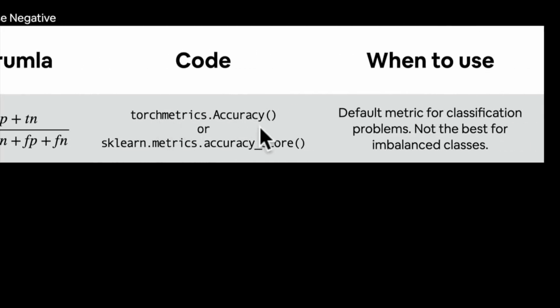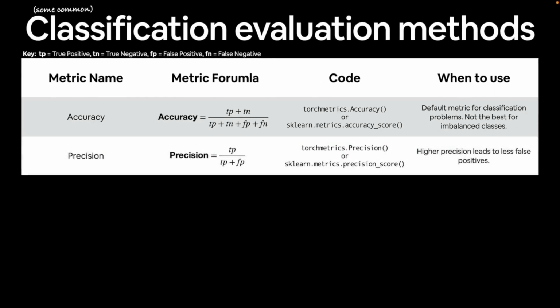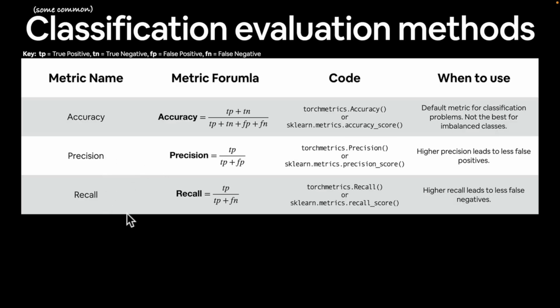And so the code, we could use torchmetrics. But when should you use it? It's the default metric for classification problems. Note, it is not the best for imbalanced classes. So if you had, for example, 1,000 samples of label 1, but only 10 samples of class 0, accuracy might not be the best to use. For imbalanced datasets, you might want to look into precision and recall.